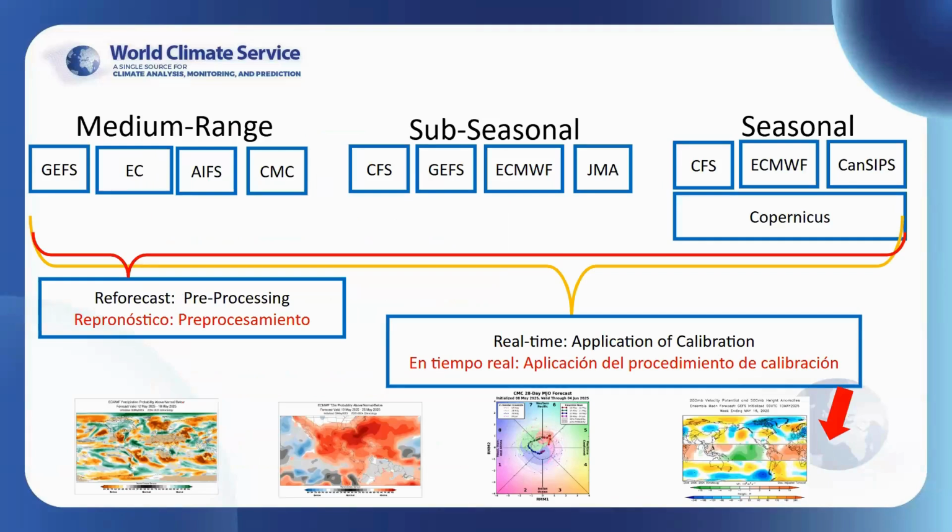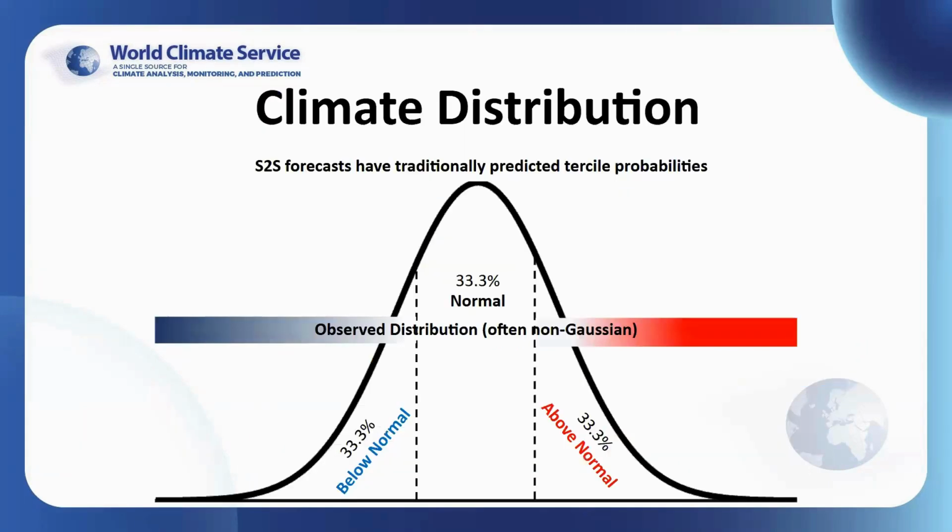Right, and so then the point is that you use the reforecast to improve the models, and then as the real-time forecasts become available, you're integrating that real-time data, applying the improvements, and releasing a forecast.